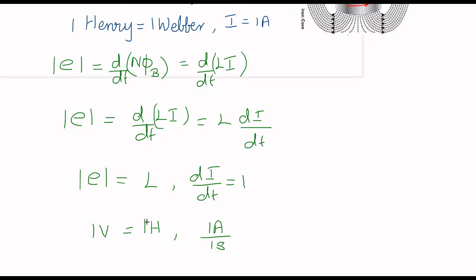So 1 Henry is defined as the self-inductance of the coil when 1 volt EMF is induced due to a rate of change of current through the coil of 1 ampere per second.